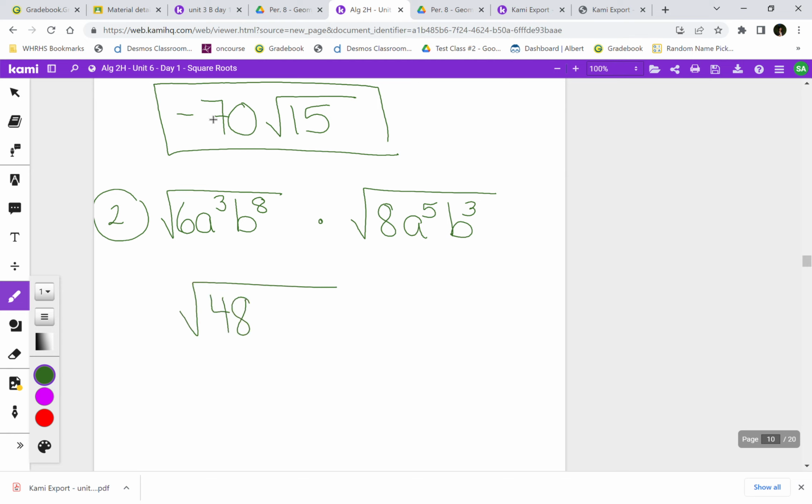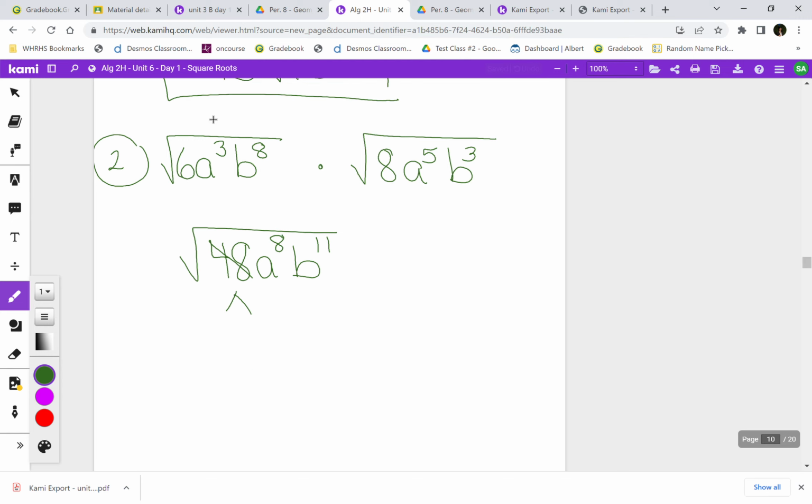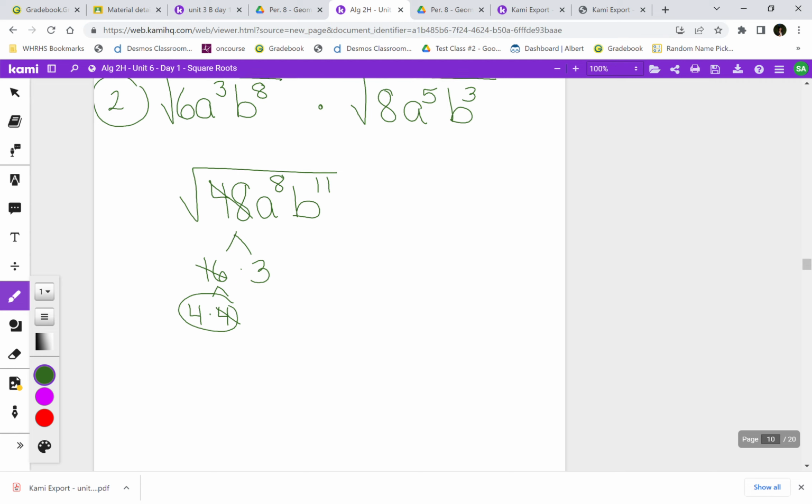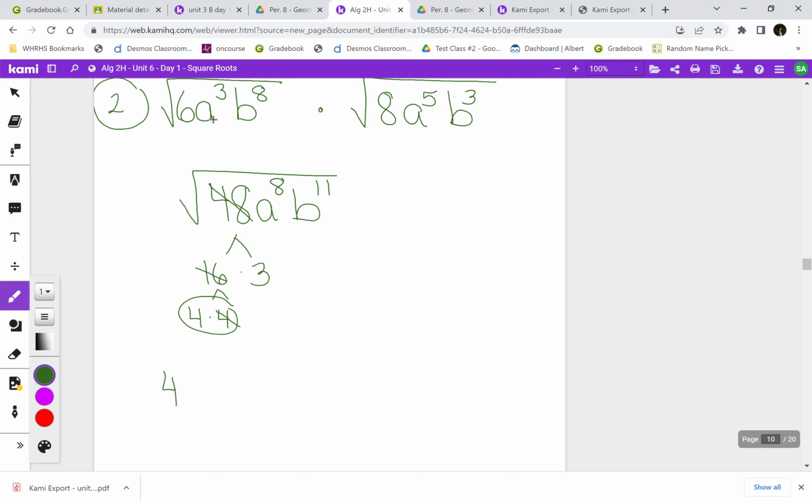And then I'm going to have a to the 3rd times a to the 5th is a to the 8th. B to the 8th times b to the 3rd is b to the 11th. Now, when I break down 48, 6 and 8 are not my best options. What are my best options for 48, Claire? 16 and 3 are our best options because 16 is a perfect square, which gives us 4 and 4. So I'm pulling a 4 on the outside. I have a 3 left on the inside.